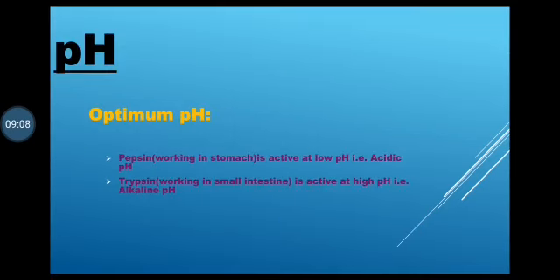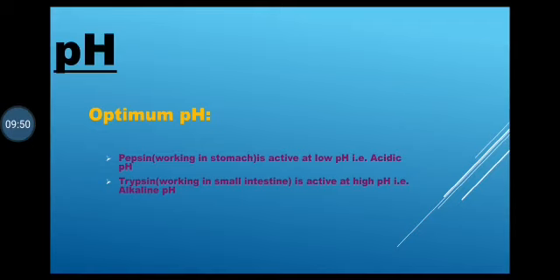Our next important factor is pH. What do you mean by the word pH? pH means potential of hydrogen. All enzymes work at their maximum rate at a narrow range of pH, and that narrow range of pH is called optimum pH. If there is a very slight change in the pH, the enzyme activity will be blocked completely. Every enzyme has its own specific optimum pH value.